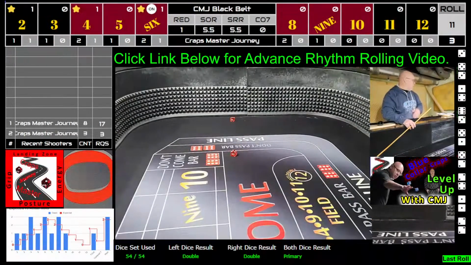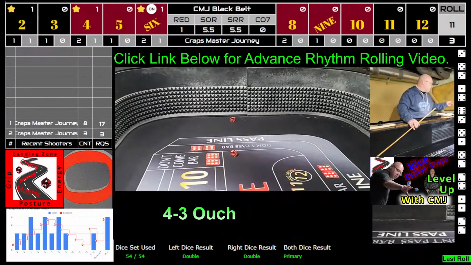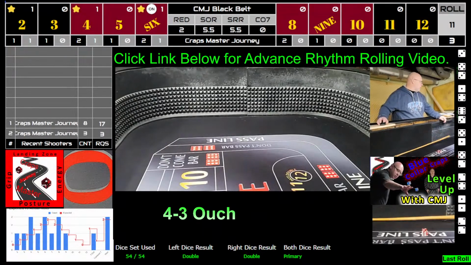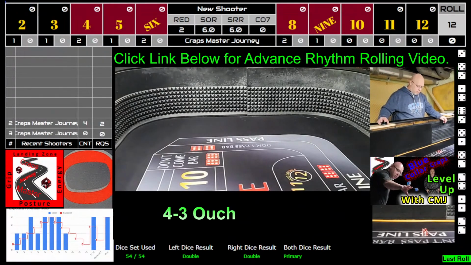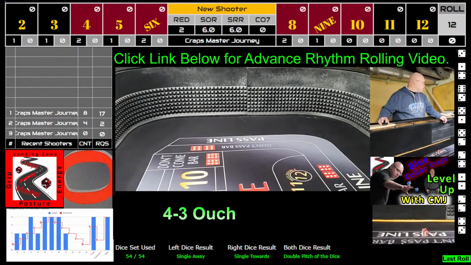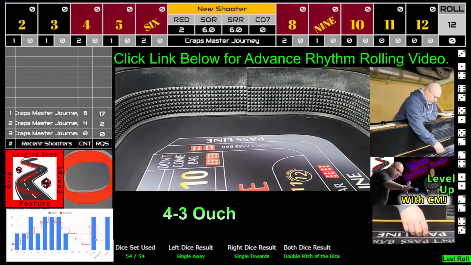Just a split second too long. 4-3. Darn it. Okay, it is what it is. So I actually made money on this one. 4-3-7. Ouch. 5-4. That's a double pitch, by the way, of the dice. So actually, I did not make money on that one, but we did minimize our losses, I believe. Oh, we did. We made $64 on that.